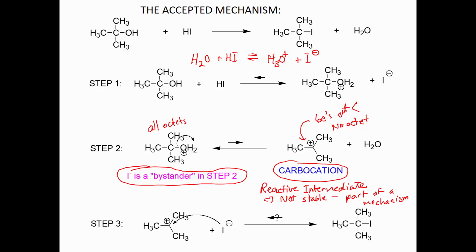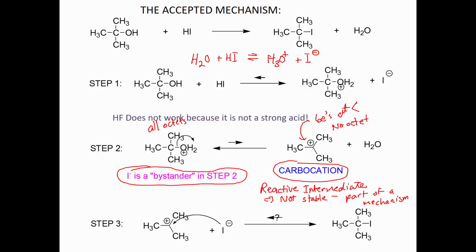And all the bad things we said about step 2 are undone in step 3. This is where we take the only thing that doesn't have an octet, the carbocation, and we give it one by reacting it with the I- in the solution. Okay, all right, so here's a little bit more.